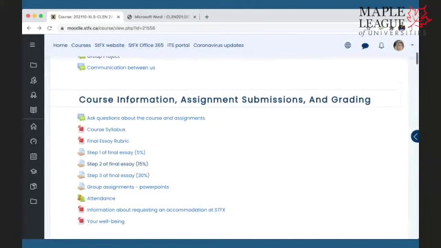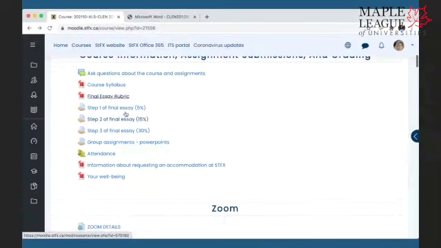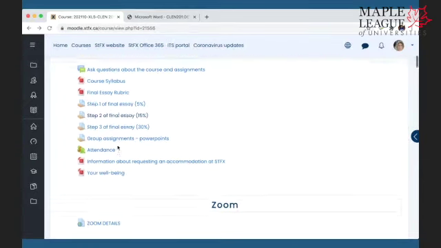So here is course information, assignment submissions, and grading. This is where they can ask any questions about the class and the course syllabus. I'll show you after how I grade the class, but here's their rubric for their first essay, and this is all the marking. I'll go into that.